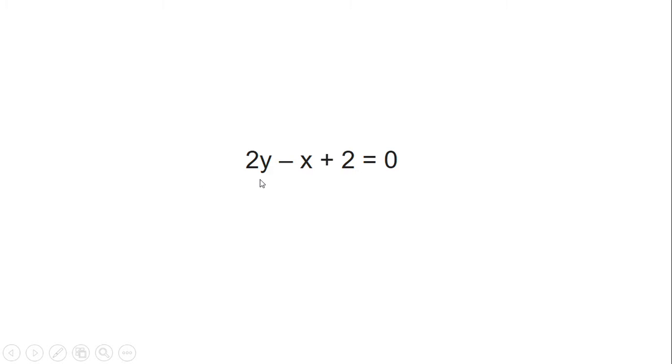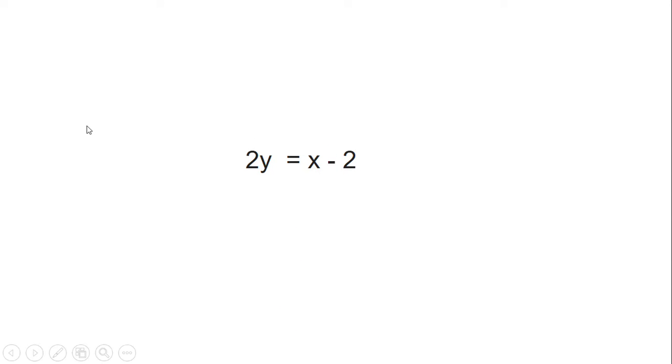Okay, we're trying to make y the subject still. Okay, so y is being multiplied by 2. Then we're subtracting x and adding 2. So what we've got to do is just get y on its own. So the first thing we're going to do is get rid of the minus x. Then we're going to get rid of the plus 2.